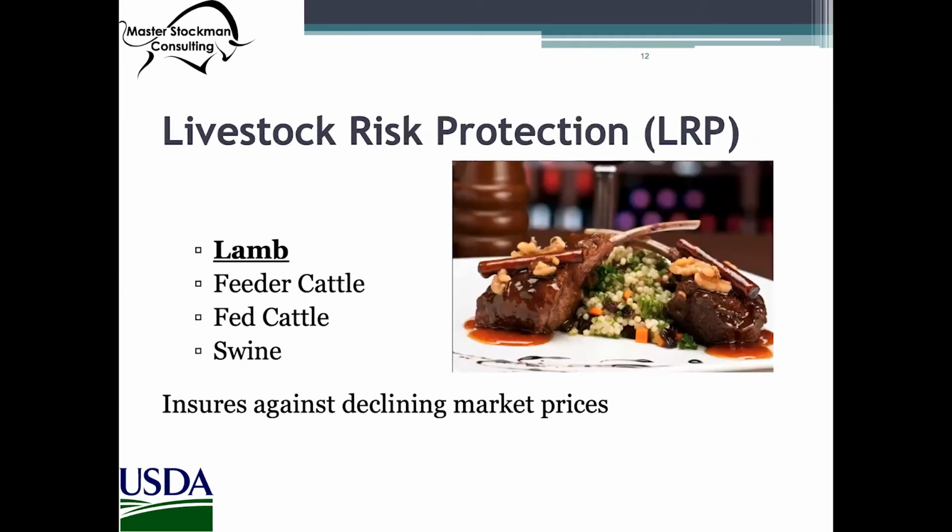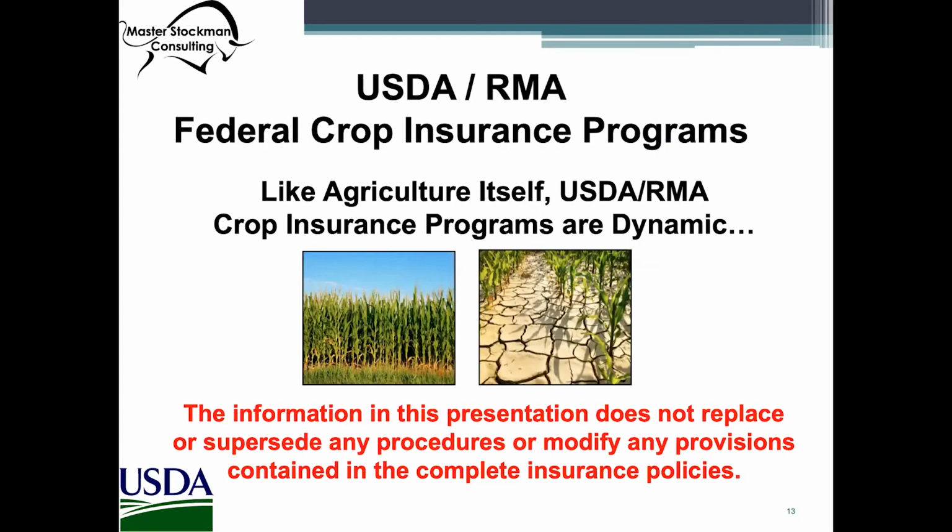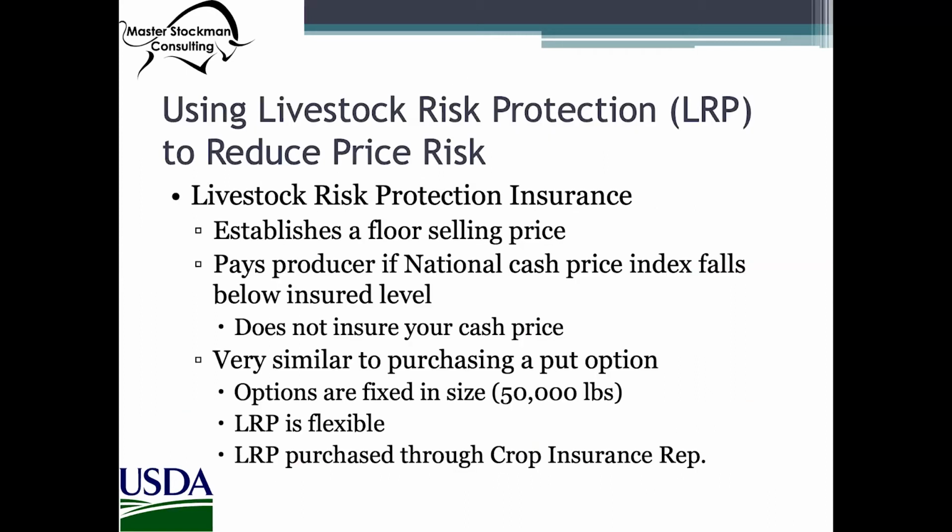So one of the tools that the USDA Risk Management Agency has is the LRP, Livestock Risk Protection for Lamb, and it ensures against declining market prices, which seems like a good thing when it's working for us in the sheep industry. The idea is that it establishes a floor selling price for your lambs. If the national cash price index falls below that insured level, then you receive a payment to even you out to that floor selling price, essentially. It's very similar to a put option, if you're familiar with those.